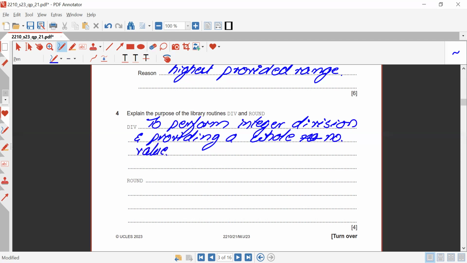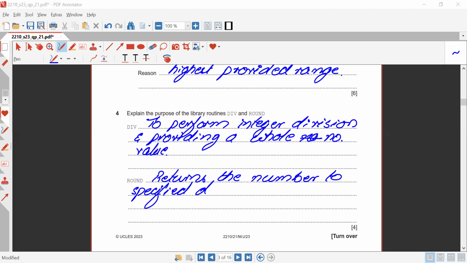Okay, now coming towards the ROUND. What does the ROUND say? Returns the number to specified decimal places, or you may say specified number of digits, because not necessary that it will be a decimal. Specified number of digits.